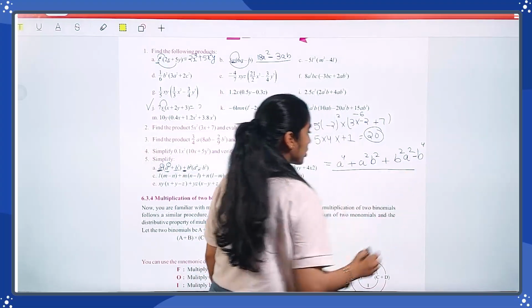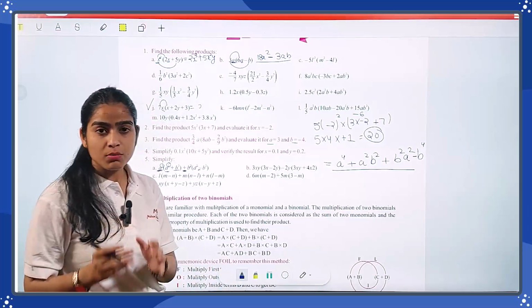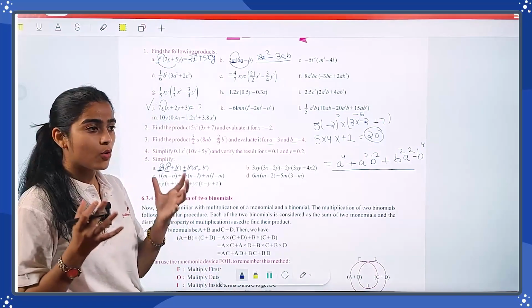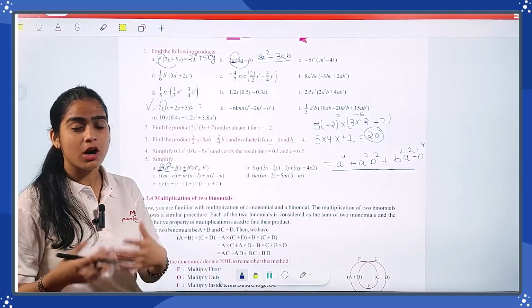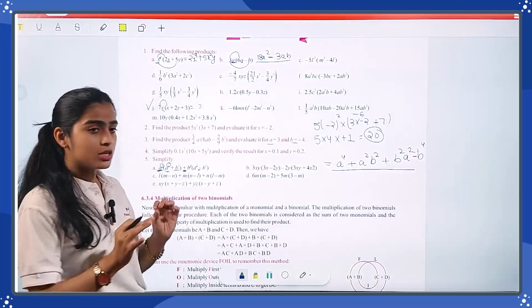That's it. So when you have a lot of variables, don't be confused and don't think, oh my God, such a difficult question, how do we solve it? Just follow each and every step.